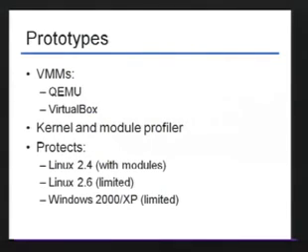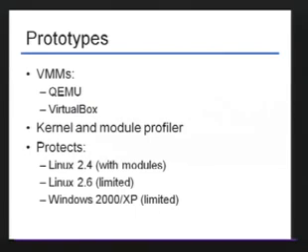So that's how the system works. The question is, how effective is it? How well does it perform? So I prototyped this in both QEMU and VirtualBox. And I implemented that kernel module profiler for Linux 2.4. So I ran all my tests on Linux 2.4, Linux 2.6, and Windows 2000 XP. So Linux 2.4 has full support. The other two operating systems have more limited support. Linux 2.6, because I didn't take the time to do the module profiling, it wasn't important for these results. And Windows 2000 XP, because I'm really not sure how its driver functionality works.